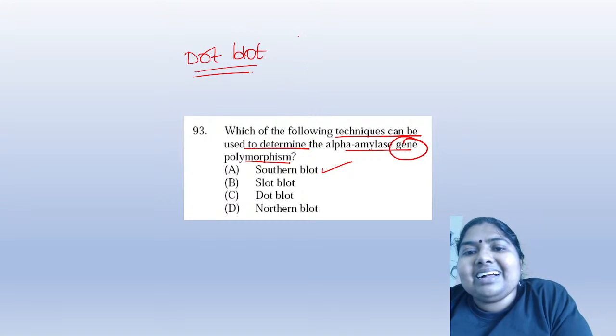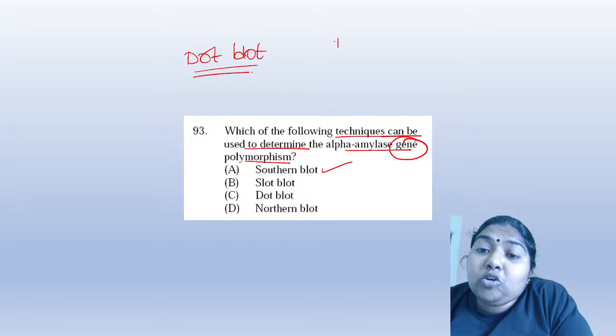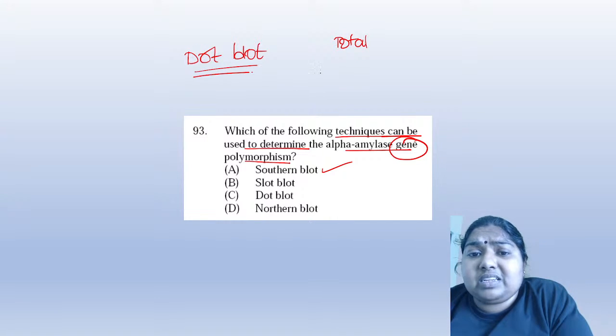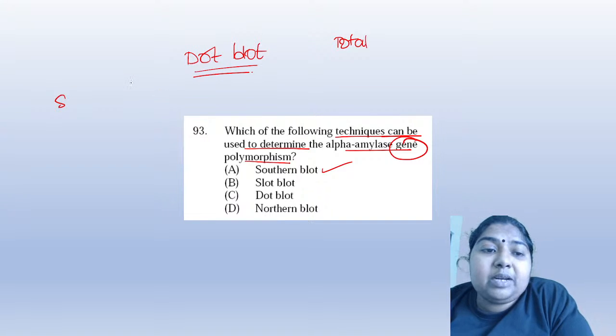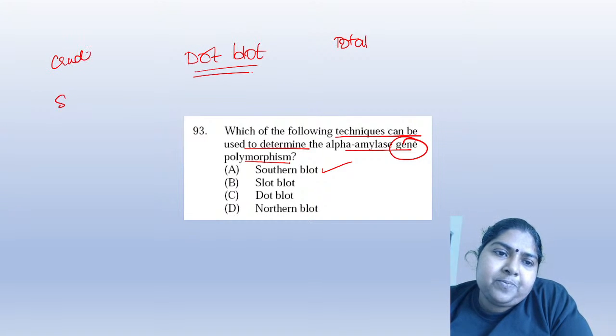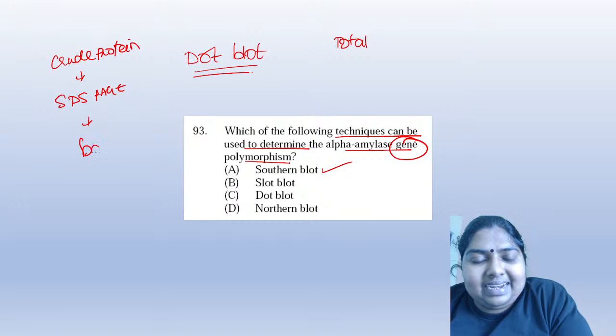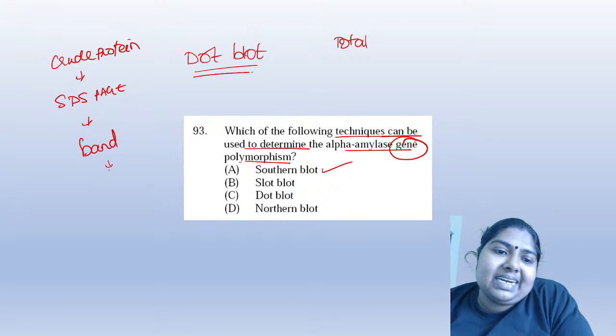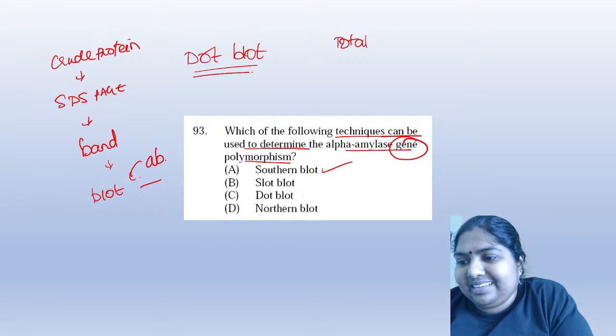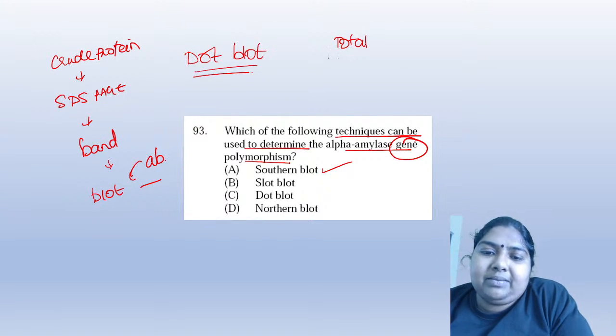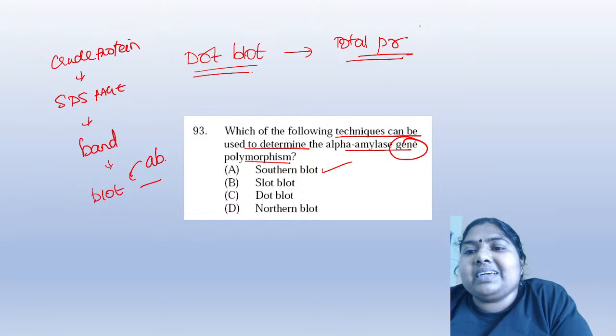Dot blot is a crude method where you take the total stuff, so you are not going to use a specific band. Usually the routine procedure is you take the crude protein and perform your SDS-PAGE. Then you take one specific band, transfer it onto the blotting paper, and add the antibodies. This is the usual procedure. In dot blot you don't have that. You take the total crude protein as such and then do the antibody addition.